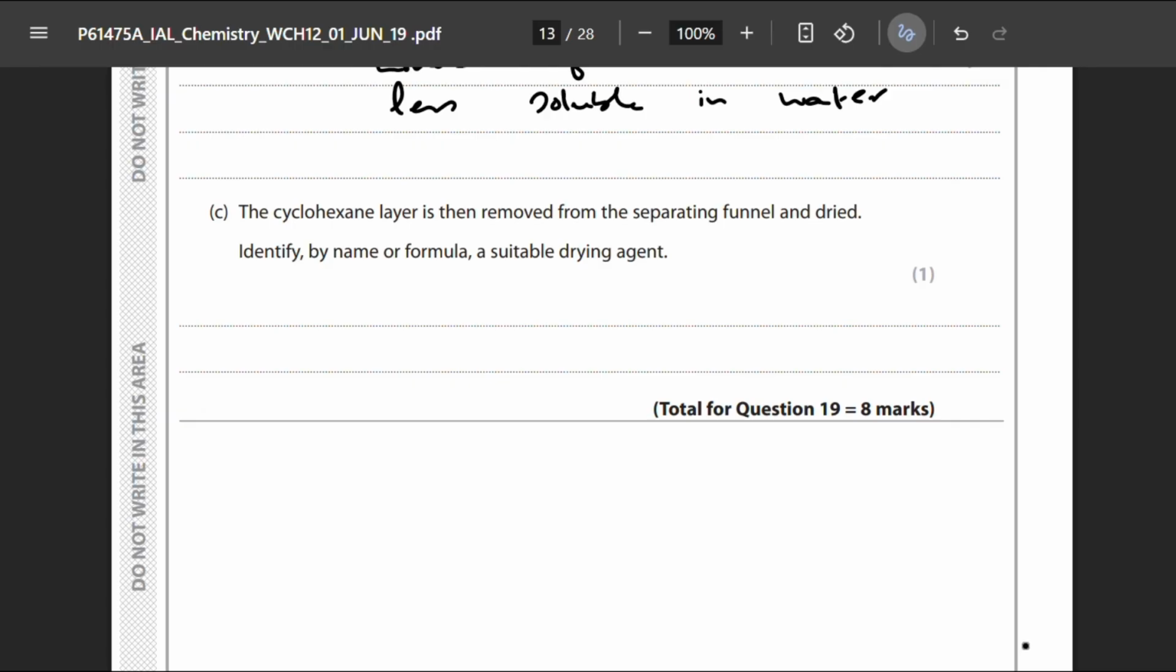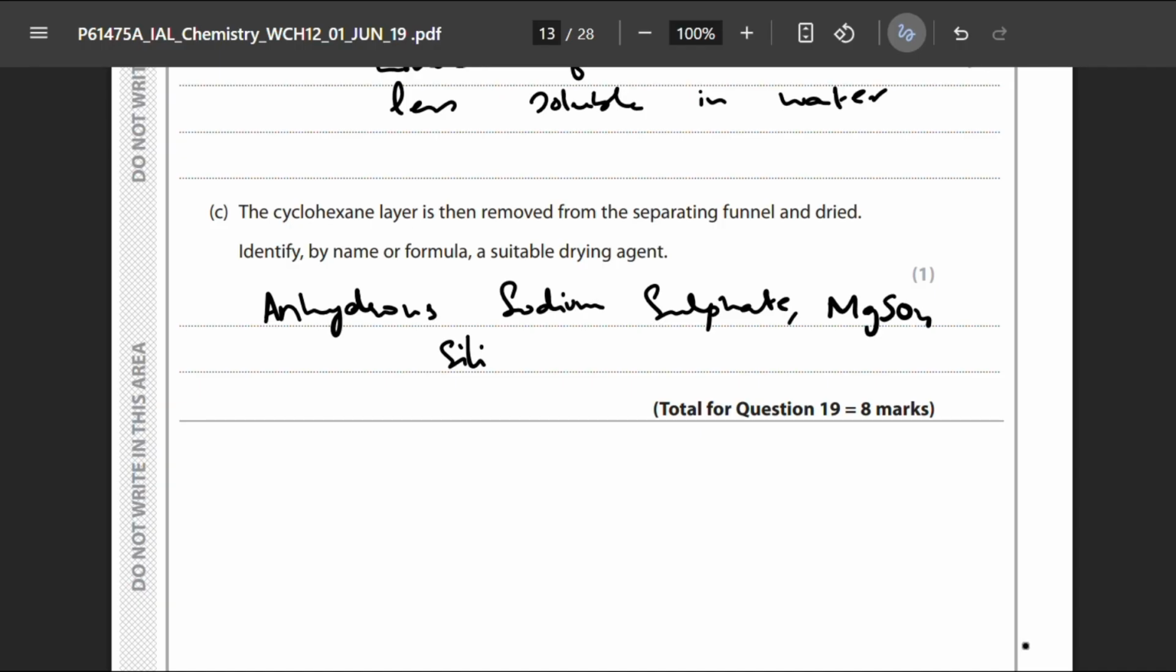Now the last part of this question 19 is: the cyclohexane layer is then removed from the separating funnel and dried. Identify by name and formula a suitable drying agent. You can write any drying agent which you know, like magnesium sulfate or sodium sulfate, anhydrous sodium sulfate or magnesium sulfate, or even if you write silica gel, it's also fine.